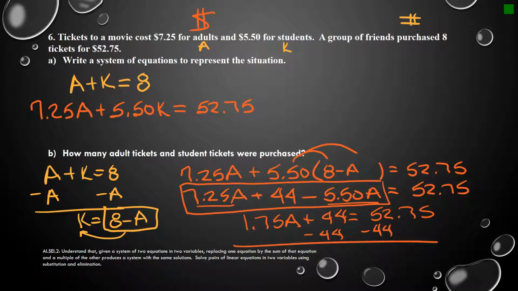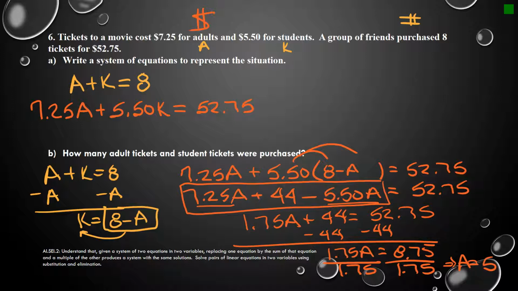That's a secret phrase. All right, I have 1.75A, and I've got 52.75. This is why you should use a real calculator, not your phone. 52.75 minus 44, and you get 8.75. We're going to divide by 1.75. I am so almost out of room. And I find out that A, I'm going to put it over here, is equal to 5.